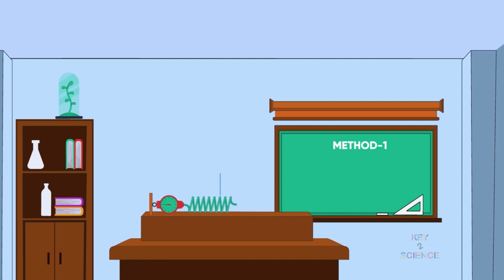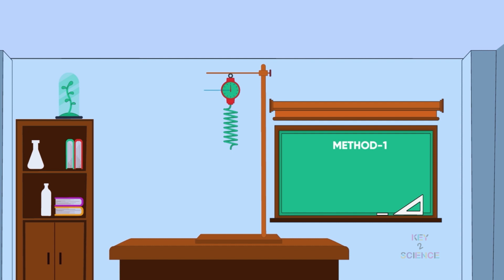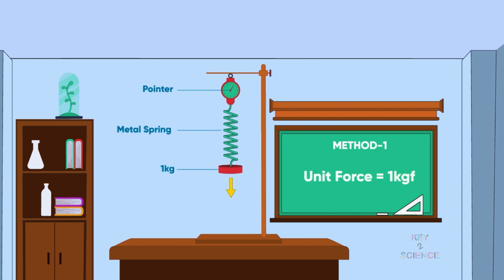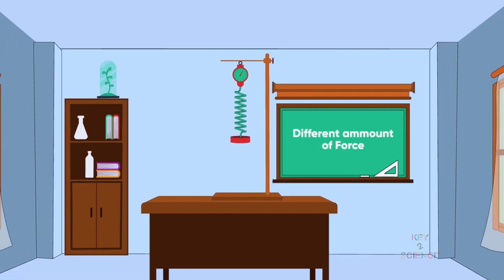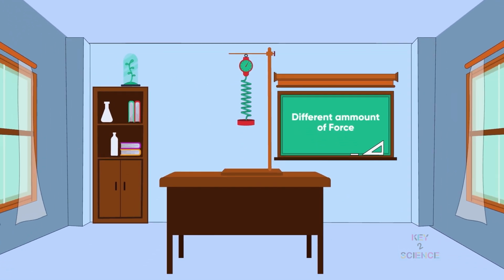Now, if we place the spring at a horizontal or any other position and pull one end with our hand, from the reading of the pointer we will be able to measure the amount of force we're applying. We'll consider the force applied by the Earth on the 1 kilogram object as a unit force, which is 1 kgf. This way we can measure different amounts of force. This is one method to measure forces, and we can define unit force from this.